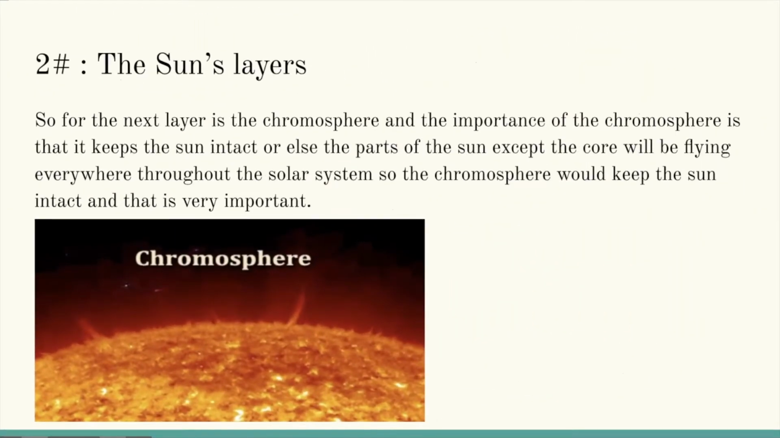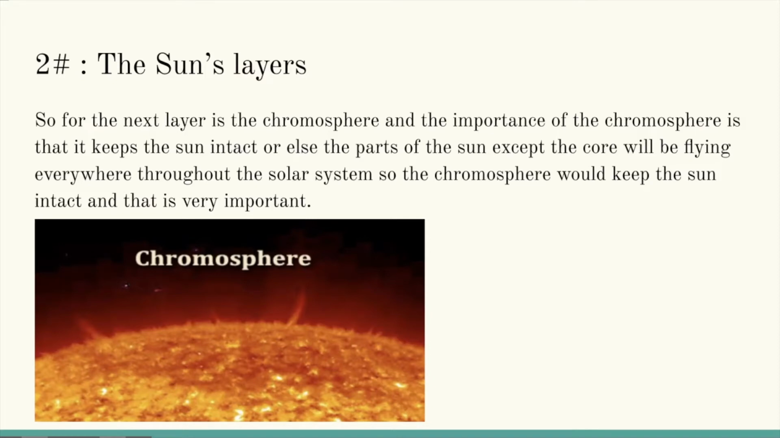Next one, the second part of number 2, is the chromosphere. This is a very interesting layer because a lot happens down here. The importance of the chromosphere is that it keeps the sun intact, or else the parts of the sun except the core would be flying everywhere throughout the solar system. So the chromosphere keeps the sun intact, and that is very important.